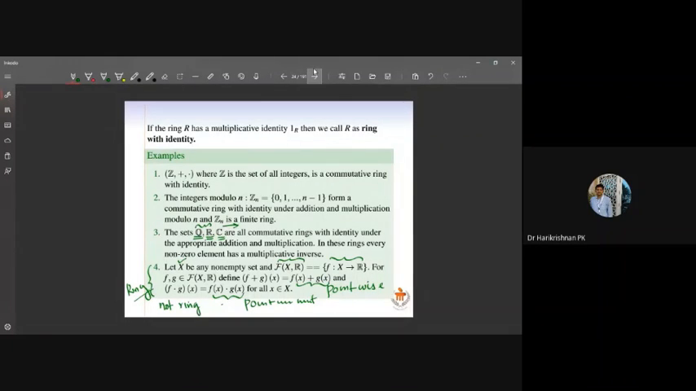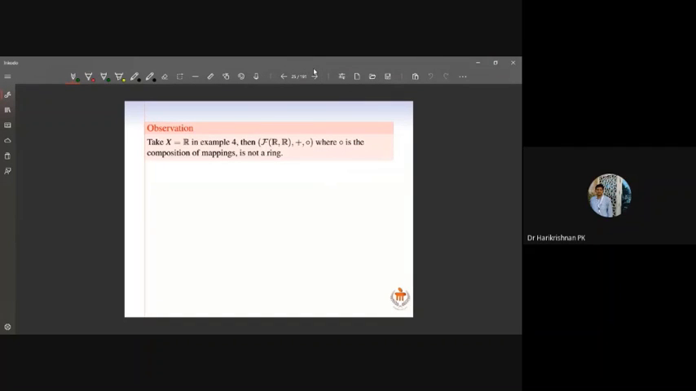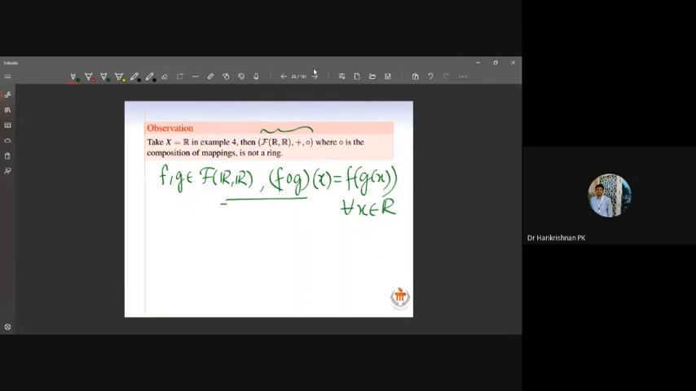So the way is, I am taking X equal to R, to take that non-empty set as R. Then for the above collection, I am still restricting to the set of all real valued functions from R to R, together with addition and composition. How will this composition be defined? You take any two elements f and g from the collection, then (f composition g)(x) is equal to f(g(x)) for every x in R. So with respect to this operation and addition, I am keeping the same pointwise addition. The second operation, multiplication, I vary to what? The composition.